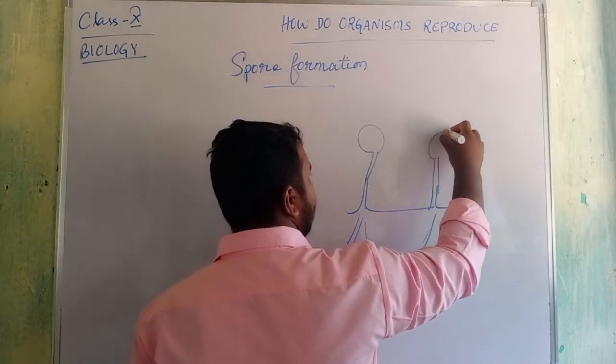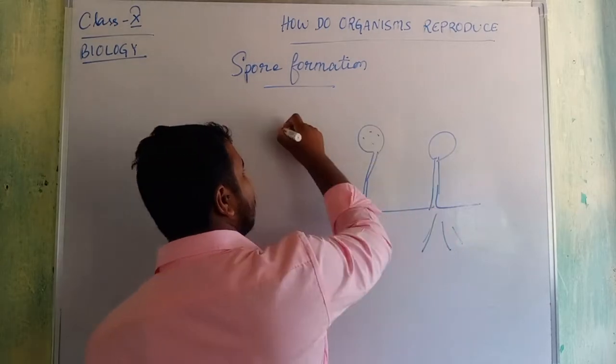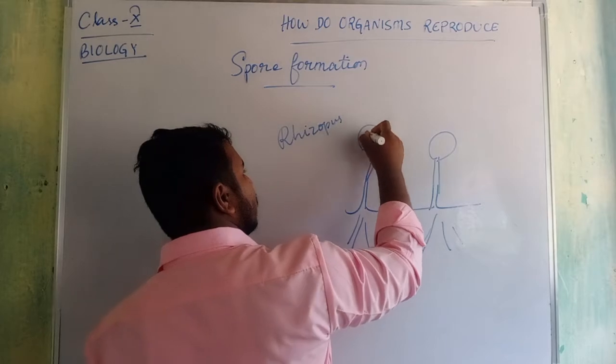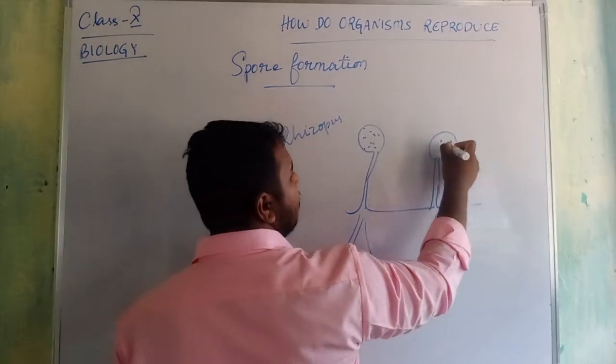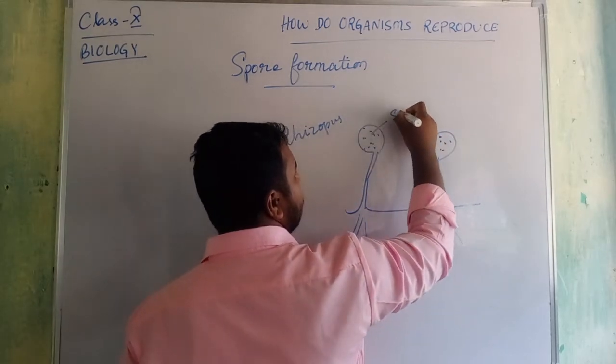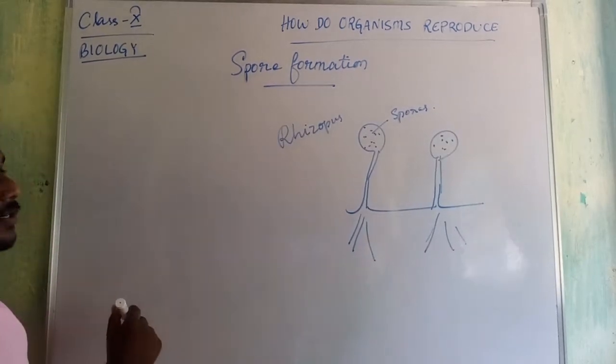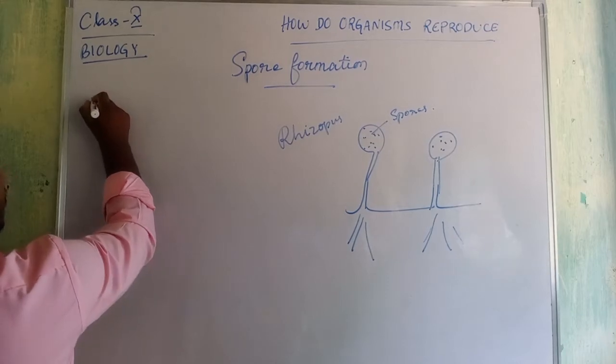Okay, inside the rhizopus small dotted seed-like structures are present. They are called spores. Okay, so what you will write: spore formation takes place in rhizopus.